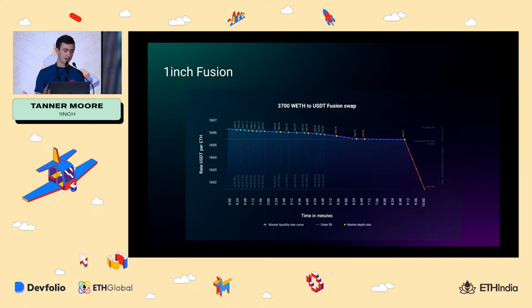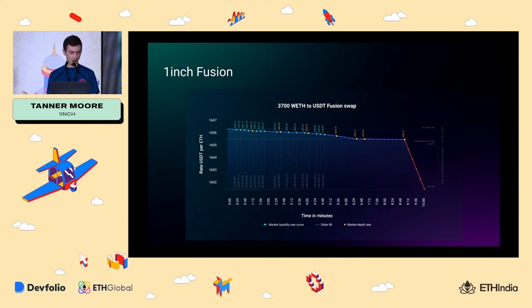So here is a graph of an actual swap that happened on our system for a massive amount of 3,700 Ether. And it's kind of a noisy graph, but the dotted line near the top that's perfectly flat, that's the market rate at the time this auction was started. And you'll see that the curved line with the dots across it is the actual rate at which the tokens are being sold for. So there are, I think, about 17 different points along this graph where resolvers jumped in and filled part of the auction.